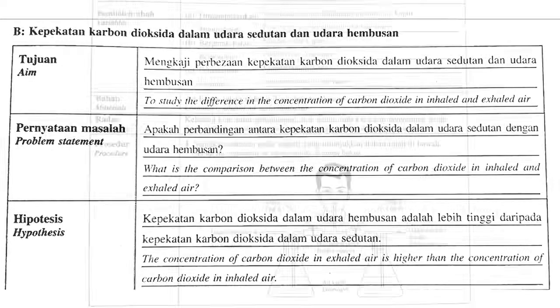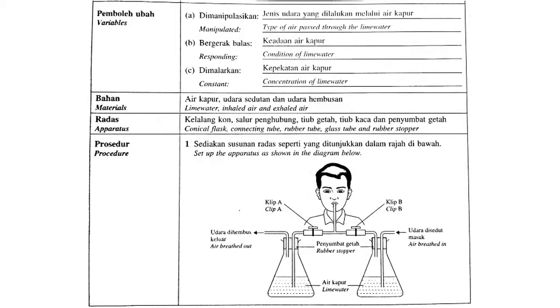Variables. Manipulated: type of air passed through the lime water. Responding: condition of lime water. Constant: concentration of lime water. Materials: lime water, inhaled air and exhaled air. Apparatus: conical flask, connecting tube, rubber tube, glass tube and rubber stopper. Procedure: set up the apparatus as shown in the diagram below.